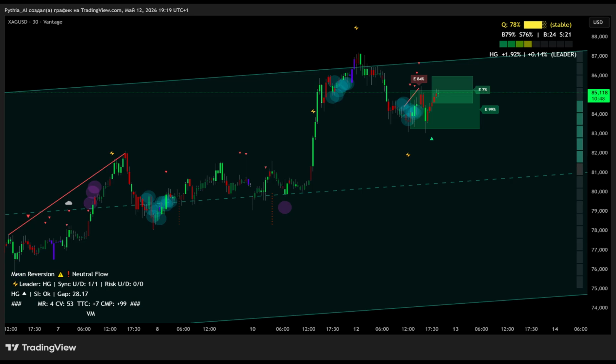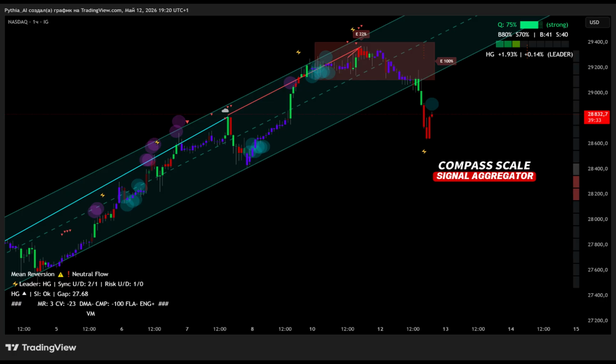The following elements are displayed on the chart. The first and most important element is the signal aggregator, compass scale. It aggregates all system signals for a specific instrument based on their weight and duration of influence. The vertical compass scale reflects the divergence between price and market energy, as well as the direction of displacement from the center of the scale, upward or downward, toward buying or selling pressure.